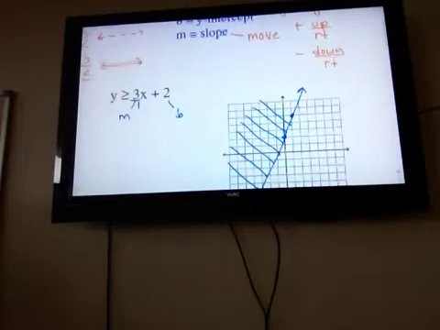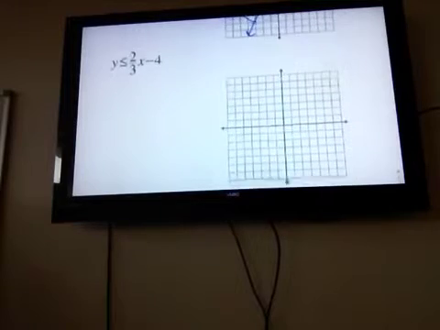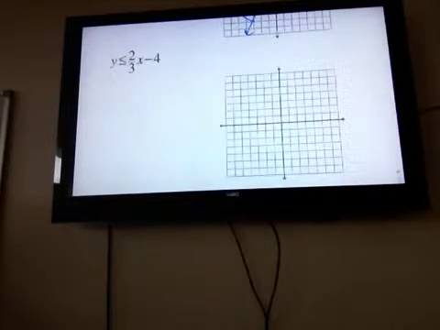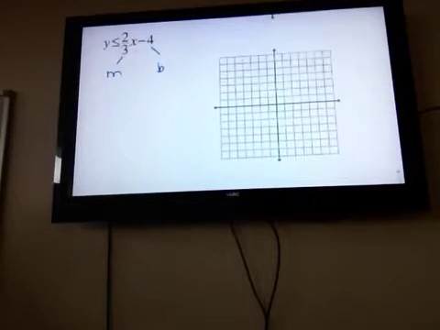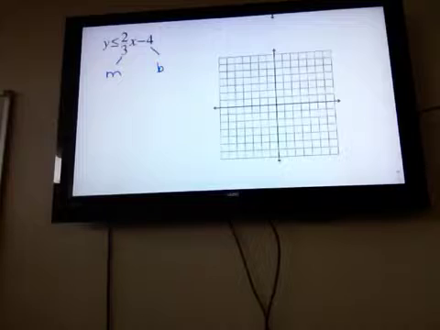Okay, let's go to the next one. y is less than or equal to 2/3 x minus 4. So again, this is my M, this is my B. It's in the right form, so I'm ready to go. Begin with your B at -4. My slope is positive 2/3. Positive slopes go up and right. So up 2, right 3.